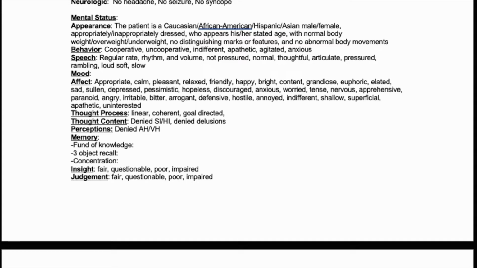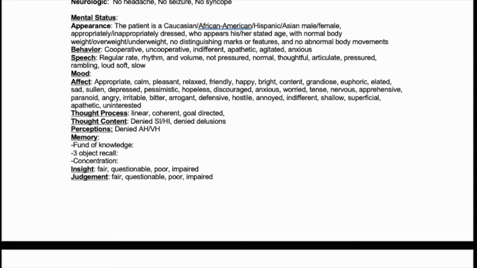Now, for the memory stuff, I will generally stick with just some basic things like assessing their general fund of knowledge, doing a quick and dirty 5-minute three object recall, and testing their concentration. If I suspect somebody has a neurocognitive disorder, then I will use either a Mini-Mental Status Exam or a MoCA, the Montreal Cognitive Assessment, which will give us a better idea of what's going on. Again, these are still not 100% diagnostic of neurocognitive disorders. They just help us to see whether or not the person is impaired.